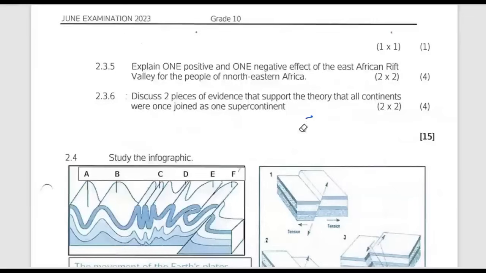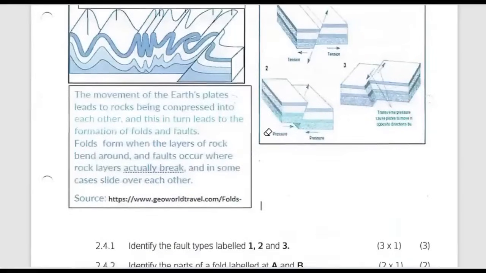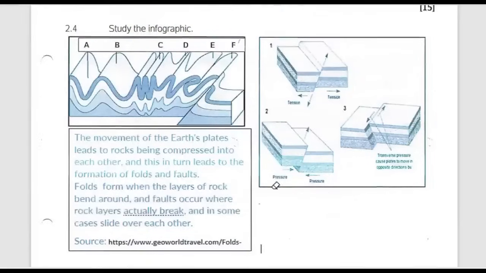The next question is on folding and faulting. Identify the types of fault labeled 1, 2, and 3. Fault type 1 is here, 2 is here, 3. What kind of faulting is this one? If you check the nature of the forces operating here, this arrow is indicating an operational force which is ultimately leading to the faulting in this area. So this is divergent. There is divergence happening there.